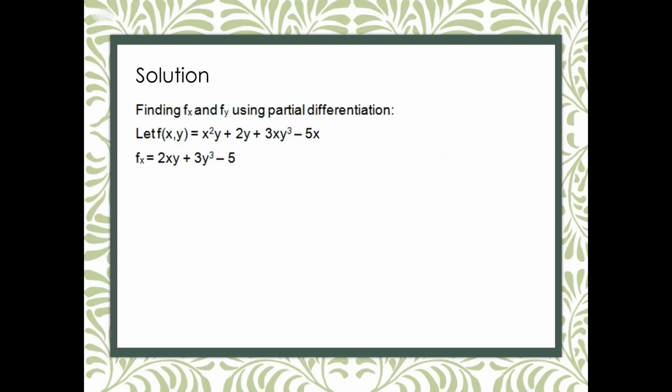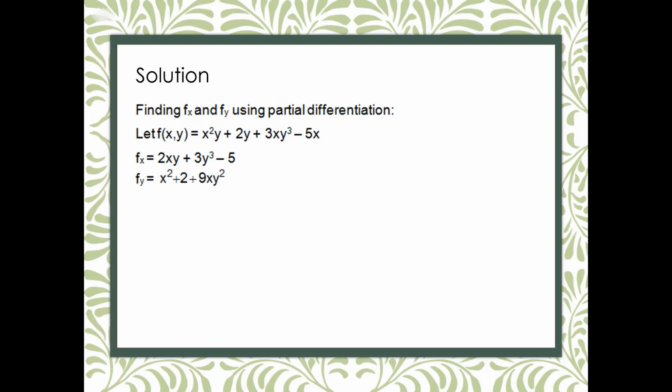To determine fx, you need to differentiate the given function with respect to x. Here, we need to take y as constant. Differentiate x squared y, the answer is 2xy. Differentiate 2y is 0. Differentiate 3xy cubed is 3y cubed. And differentiate negative 5x is negative 5. Therefore, the answer for fx is 2xy plus 3y cubed minus 5.